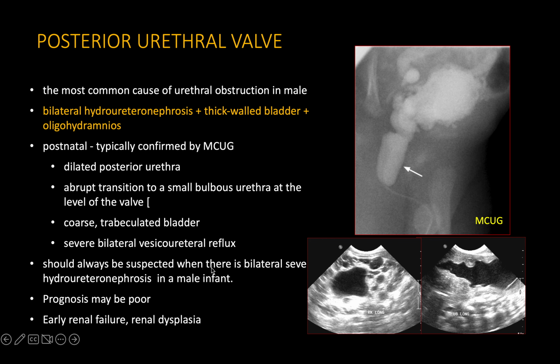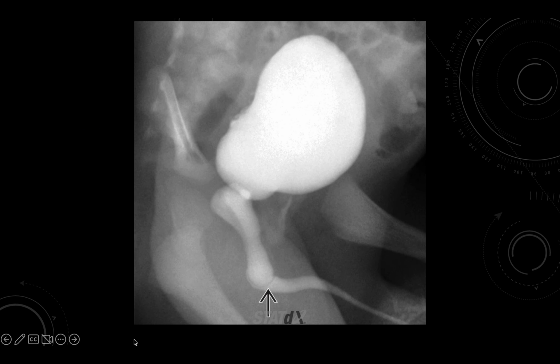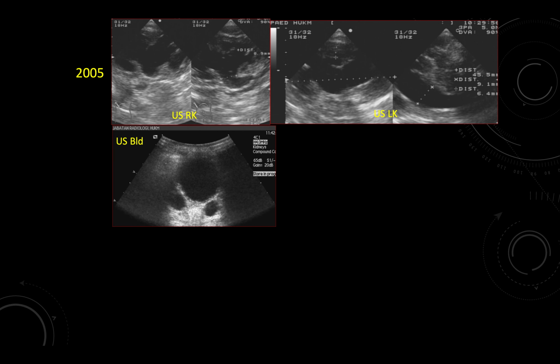Okay, so always suspect this whenever you see bilateral hydroureteronephrosis plus a thick wall bladder and the child has oligohydramnios, because the prognosis is very poor and they can have early renal failure and also non-functioning kidneys. So just to show you the milder form of PUV, how does it look? It's a very thin transverse filling defect. That's PUV.